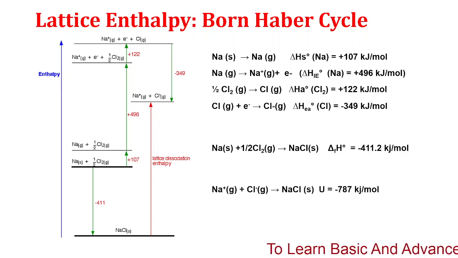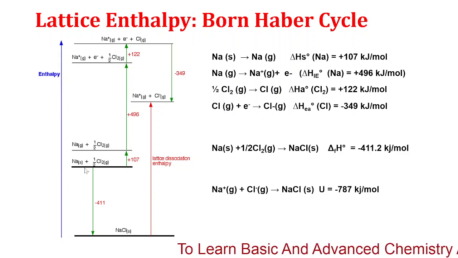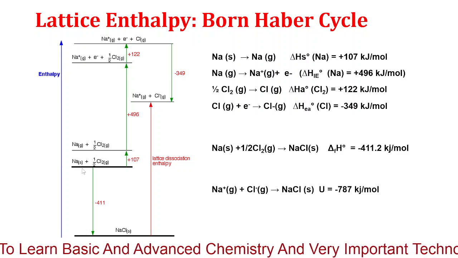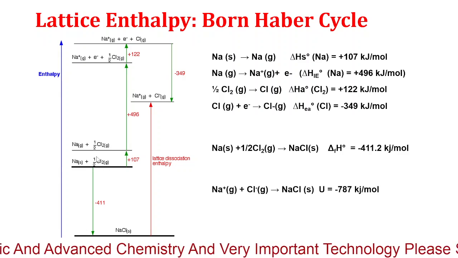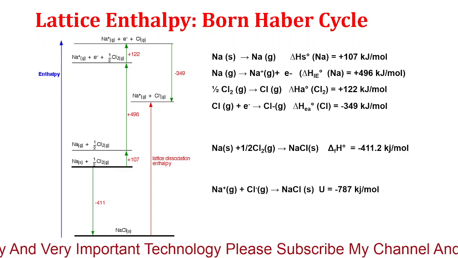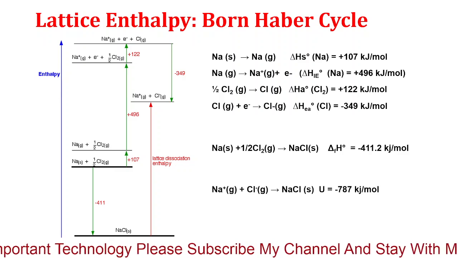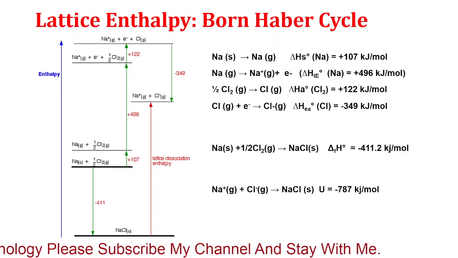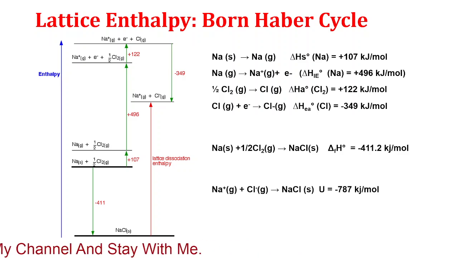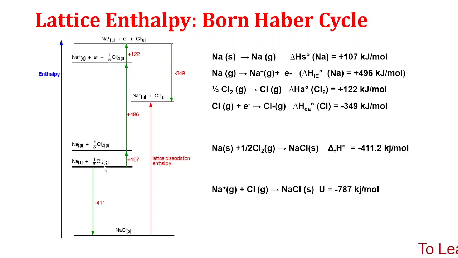In that case, what will happen? We will start from solid magnesium and then chlorine. How many chlorine do you need? Magnesium chloride, MgCl, 1 or 2 or 3? 2. Okay, then you need 1 magnesium solid and 1 Cl2 gas. So our starting point is here.